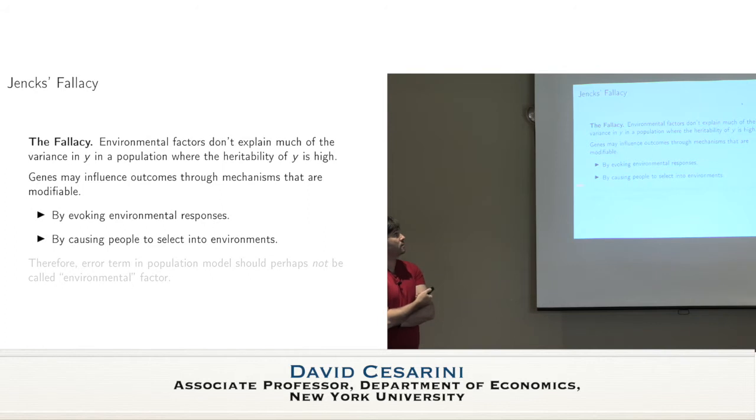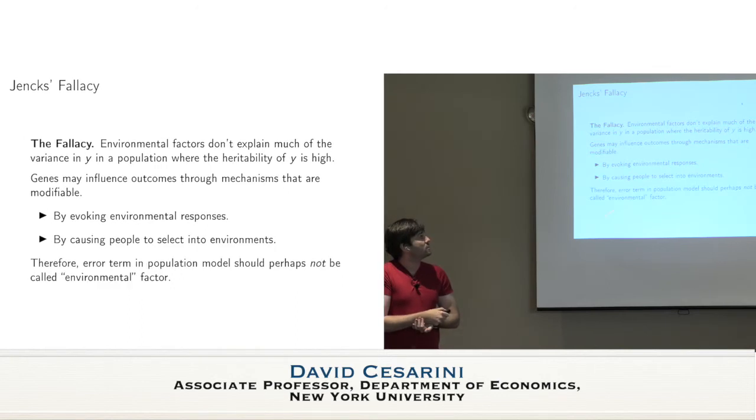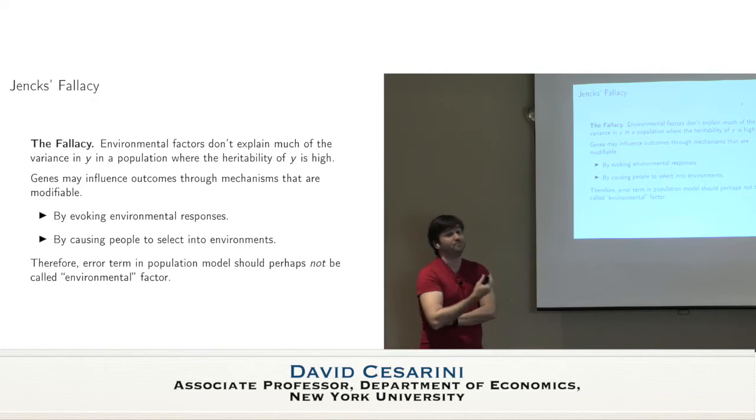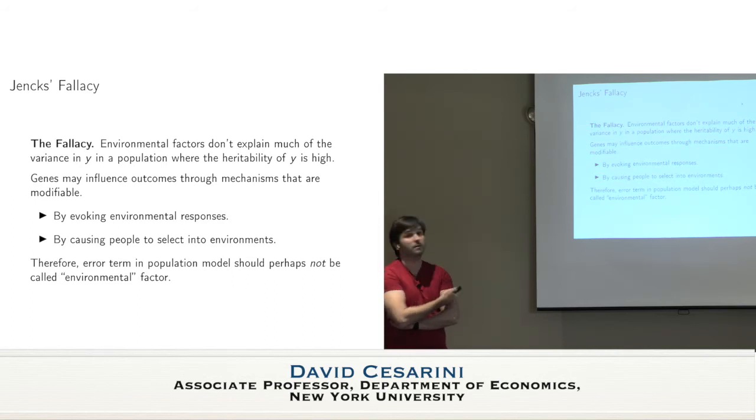And the other mechanism, a causal pathway from genes to some outcome, could run via selection into certain environments. So, for that reason, describing the error term as environmental is fine. I'm sure I do it sometimes, but if you use that language, you have to make it clear that you're not necessarily implying that the other terms, like the genetic factors, are non-environmental, because genes could influence the outcome through the environment.